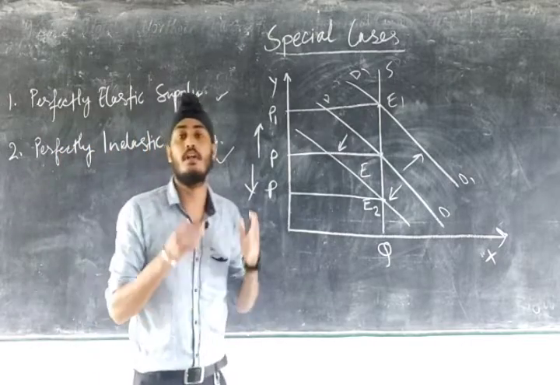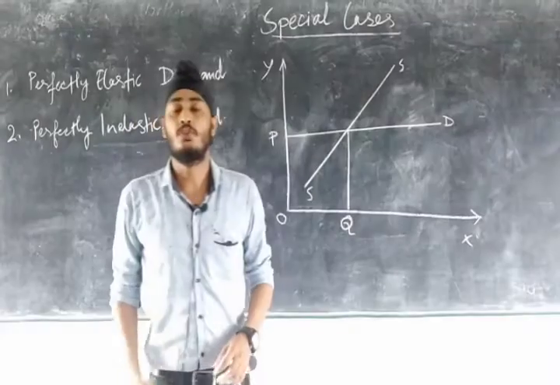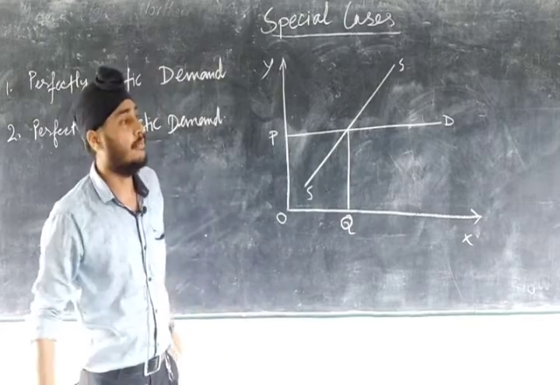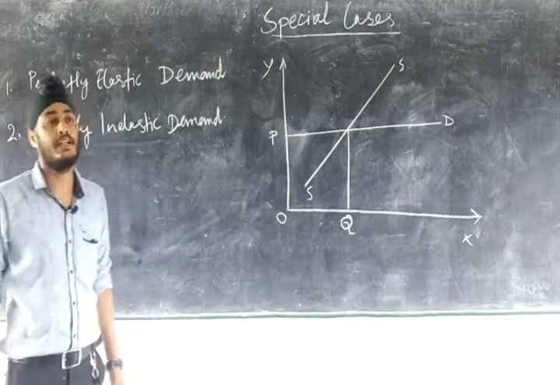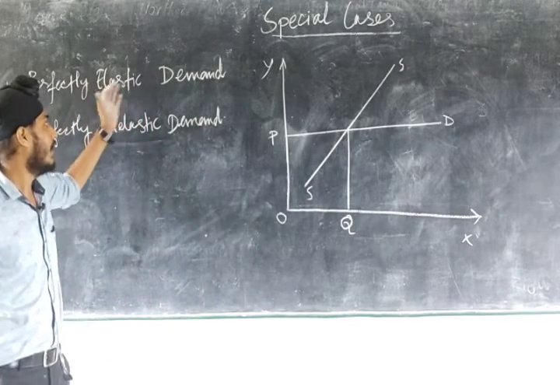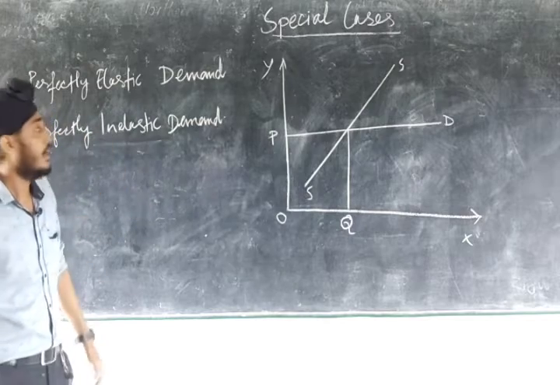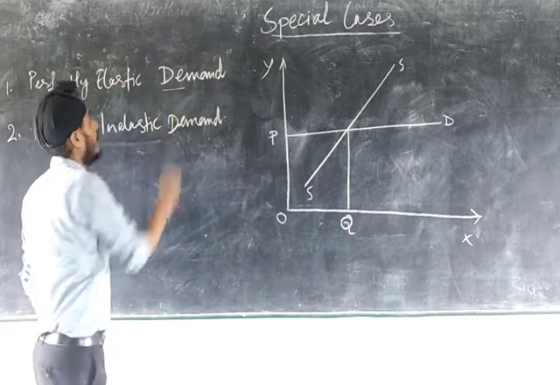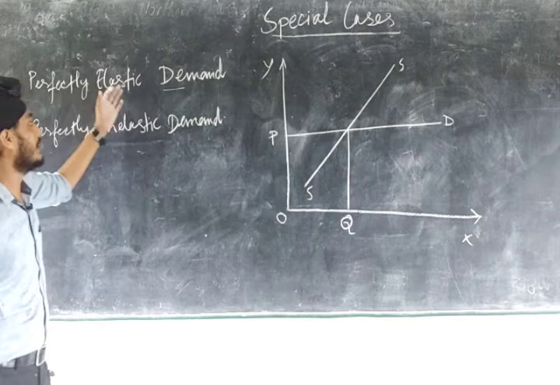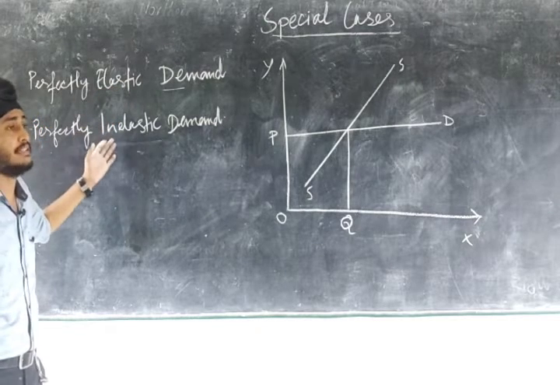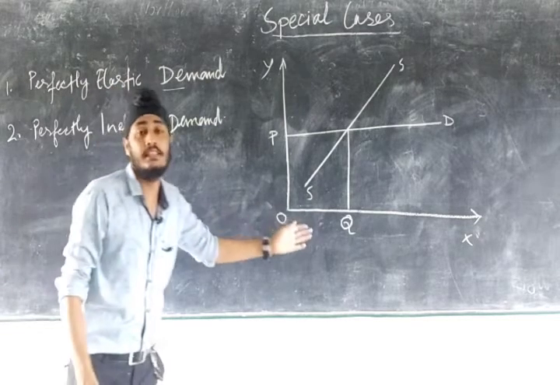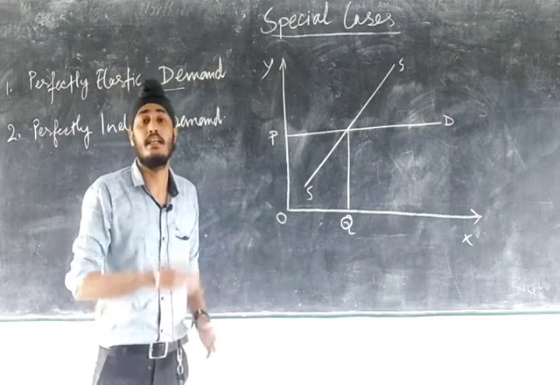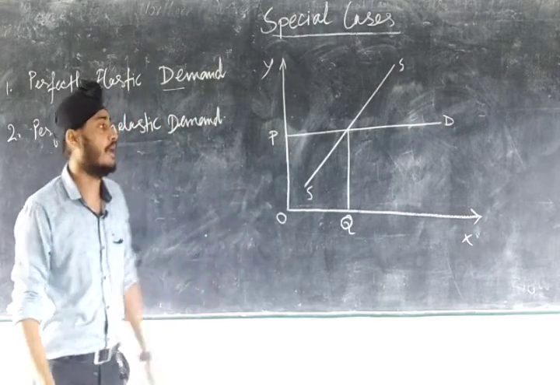Now let us see about demand. So students, now we have seen the effect on equilibrium price and quantity when supply was perfectly elastic and supply was inelastic. Now we will see in the case of demand. Now if the demand is perfectly elastic and demand is perfectly inelastic, what happens to equilibrium price and quantity when there is increase in supply and decrease in supply?